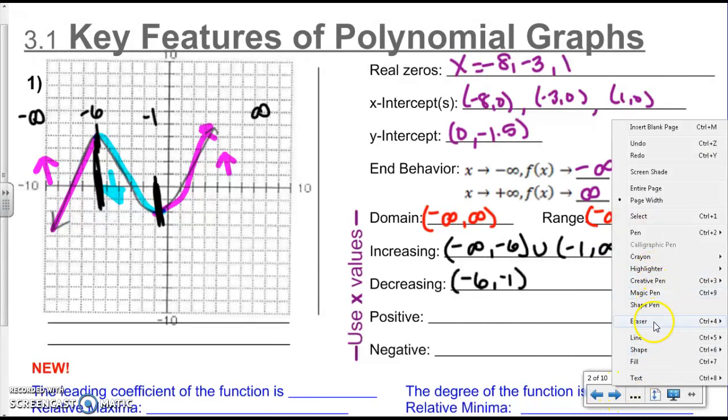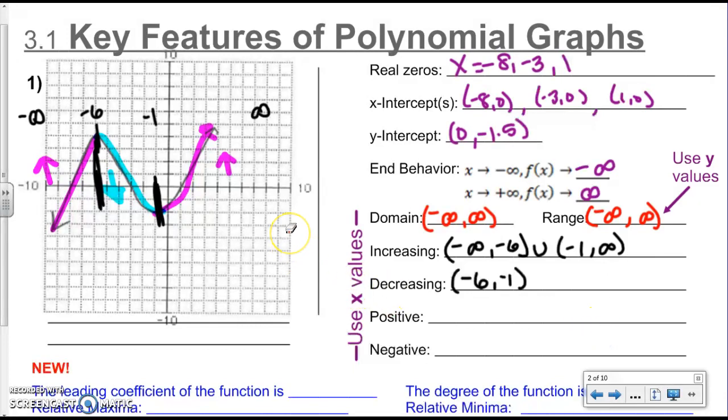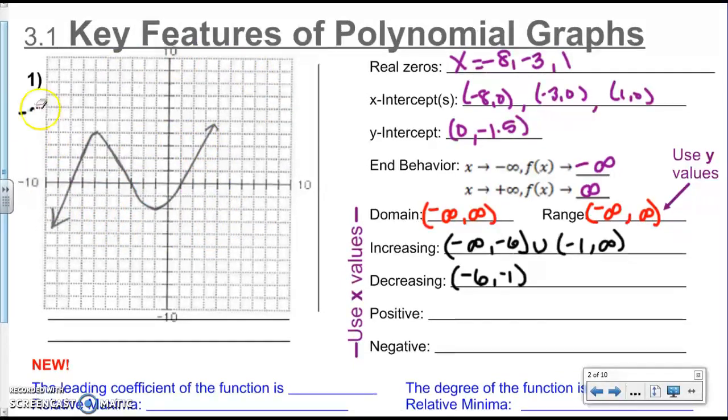Remember, I put the U there to show that there are two, more than one interval, where the graph is either increasing or decreasing. So you should include that U in there. Okay, so there's your increasing, decreasing. Do mark up your graph. It will make your life easier if you get in the habit of doing that.